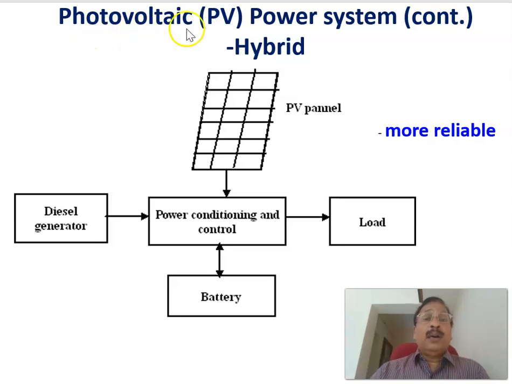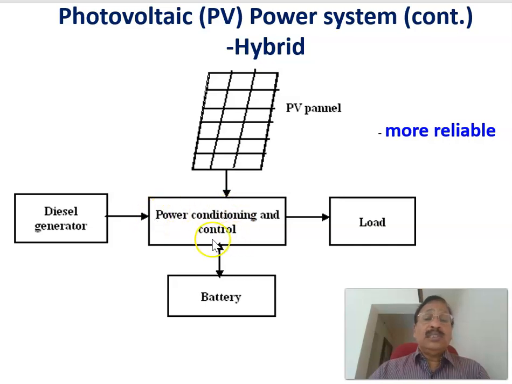Another type of PV system is the hybrid. In that one, in order to increase the reliability, apart from the PV panel, we'll be adding other sources like a diesel generator, battery, like that. If you are adding more sources, that is controlled by a power conditioning system or controller, which will be controlling.